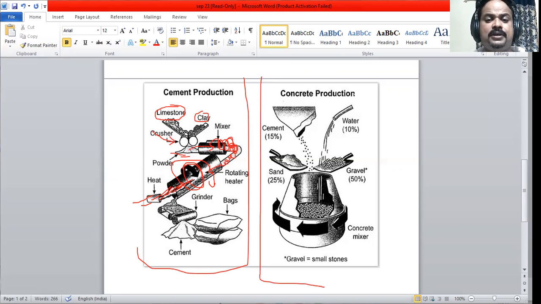The second process is the process of concrete production. Here you can see a large vessel. It's not actually a vessel, it's a roller. It's a concrete roller. You add water, gravel, cement, and sand in the correct proportions. And we mix it thoroughly for a specified time, and concrete is produced.